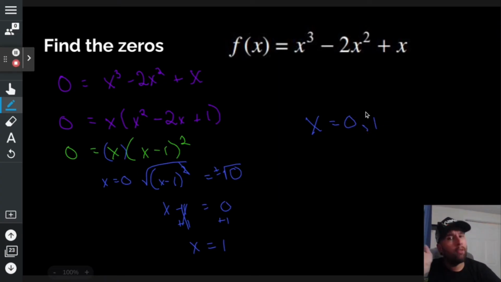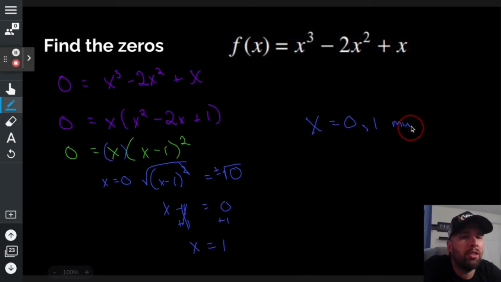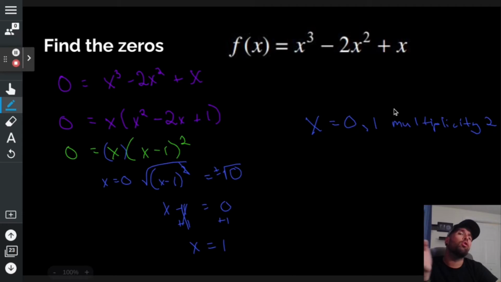So my two answers are 0 and 1. Now, what I could have done is notice that x minus 1 is being squared. I didn't need to go through all of this. I could have just said, isn't that just going to be x minus 1? The opposite of negative 1 is positive 1, and that's my answer. Some teachers might have you say that the multiplicity is 2. That just means you use 1 twice, technically. But we're not going to lose any sleep over that. Some people also say double root. But there you have it.